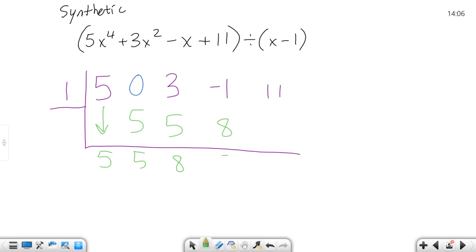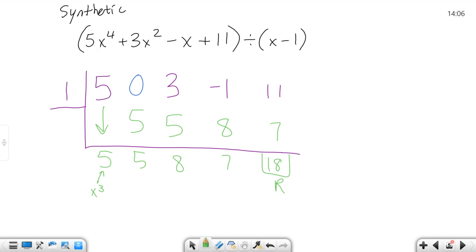Now I do negative 1 plus 8, which is 7. And then I do 1 times 7 and write it here. And that's going to be 7. 11 and 7, if you add it together, gives you 18. And that is my remainder. So what is this first 5? What does this right here represent now? Well, look, we started with x to the fourth. It goes down by 1, so this now represents x to the third power.